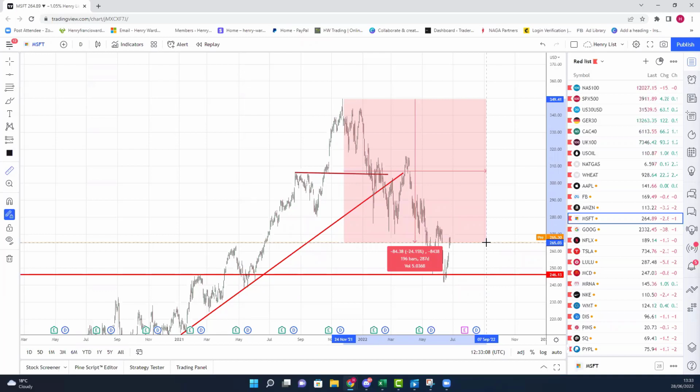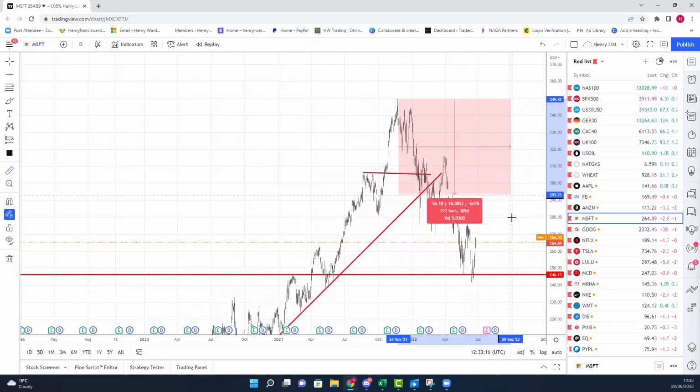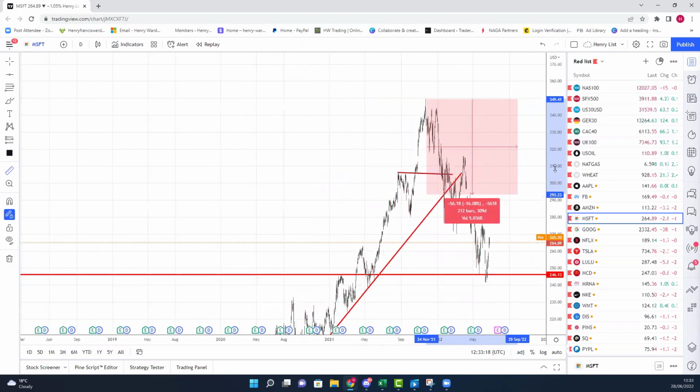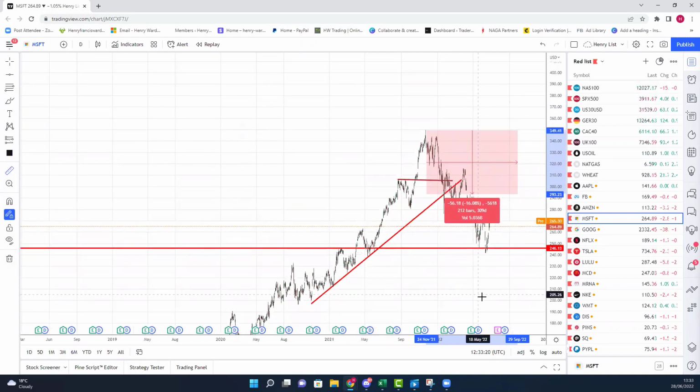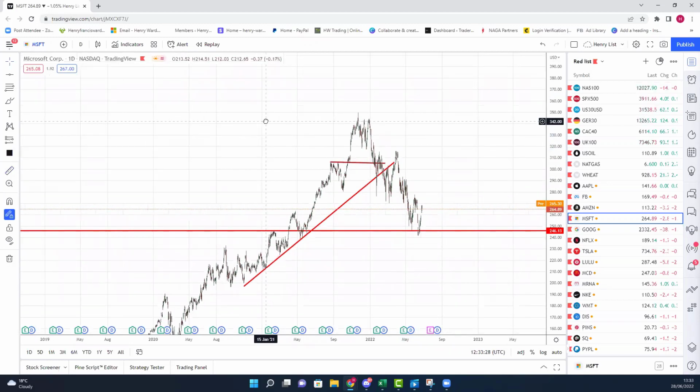So should we be dollar cost averaging into them? In my opinion, yes, absolutely. I don't see any reason why not. And if it goes down another 20%, brilliant, buy up some more of it a little bit lower. If it goes down to $200, that'd be amazing. Buy up a little bit more of it every time it goes down.